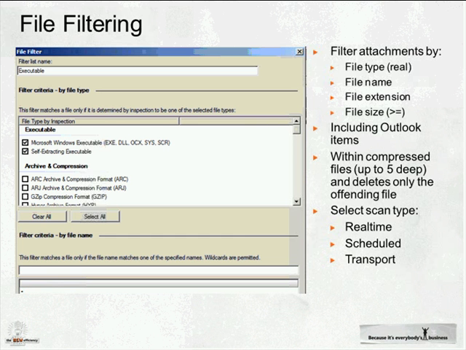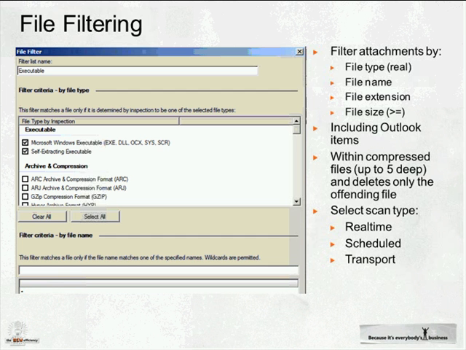The Forefront Protection for Exchange file filter feature enables you to filter email attachments. The filter uses 4 criteria: file type, name, extension, or size. The file filtering offers flexible means to detect the file attachments within email messages and other Outlook items, including tasks and schedules such as meetings and appointments.